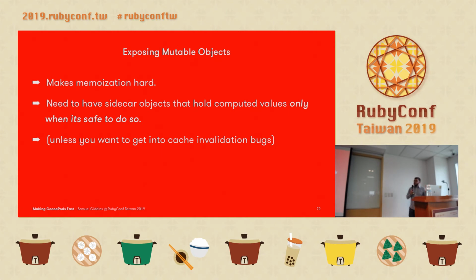Unless you want to get cache invalidation bugs, in which case it's totally cool. Try and cache things wherever and whenever. You'll just get the wrong result approximately all of the time.